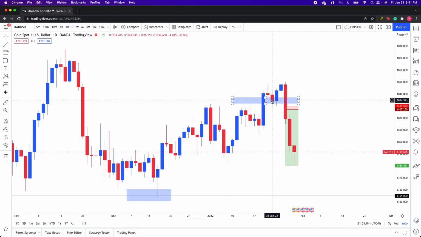We marked off that area from the weekly time frame, which holds as support at the moment. I'm going to remove this zone just so when we drop down to lower time frames, you guys will clearly see the zones that we were seeing at that time.